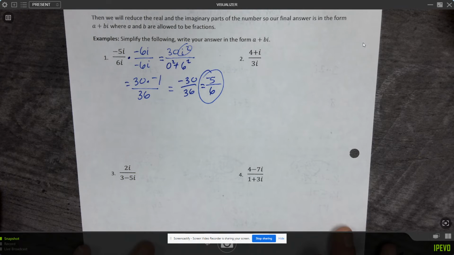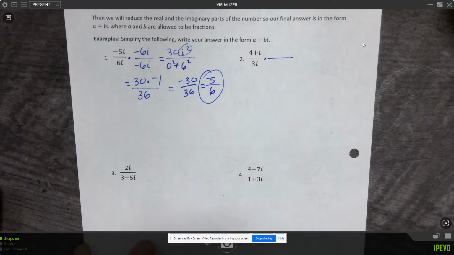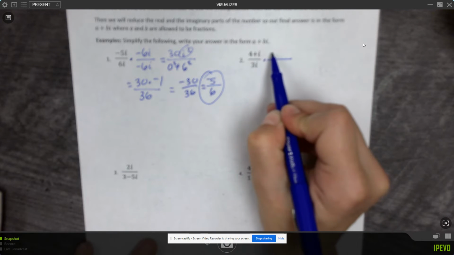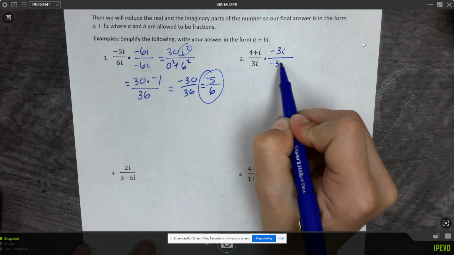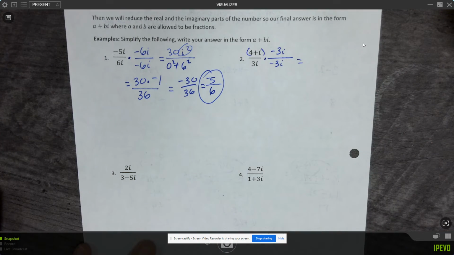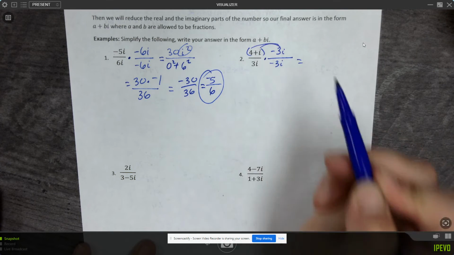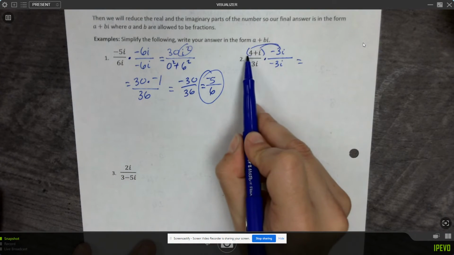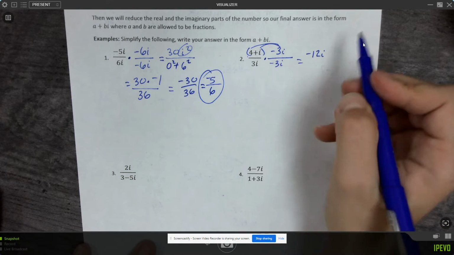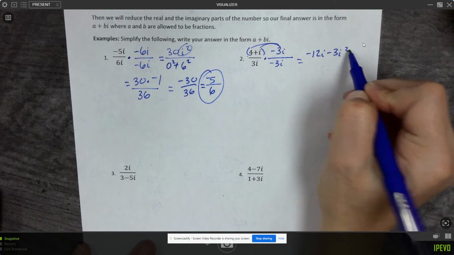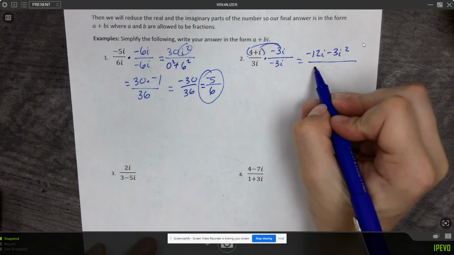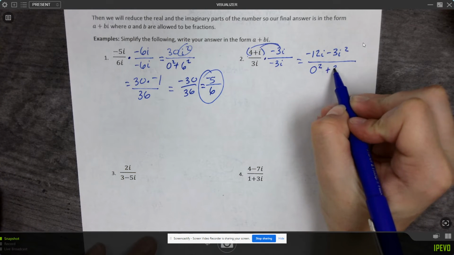So example number 2, we're going to start by making a fraction that we're going to multiply by. It needs to be the complex conjugate of your denominator, which would be negative 3i. Okay, now this one, I need to distribute that negative 3i to both of those terms. 4 times negative 3i is negative 12i. i times negative 3i is negative 3i squared. And in your denominator, a squared plus b squared.